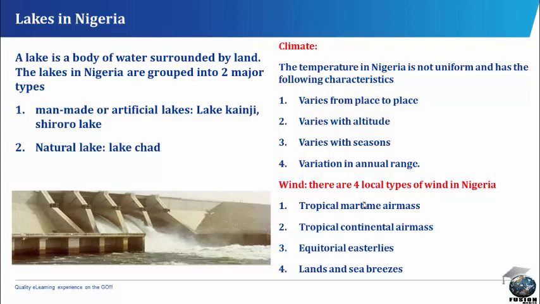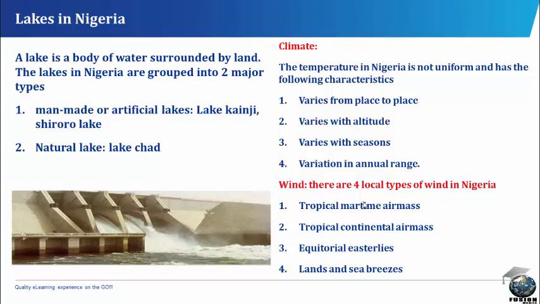There are 4 local types of wind in Nigeria. 1. Tropical maritime air mass. This trade wind is responsible for rainy season. It blows across the Atlantic Ocean towards the coast of Nigeria. 2. Tropical continental air mass. This trade wind is responsible for the dry season. It blows across the Sahara Desert towards Nigeria. 3. Equatorial easterlies. This wind blows around the equator from the east. It has some influence on the northeast and southwest trade winds when they meet. 4. Land and sea breeze.